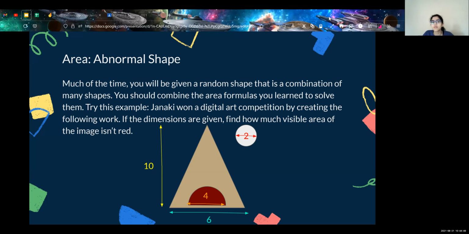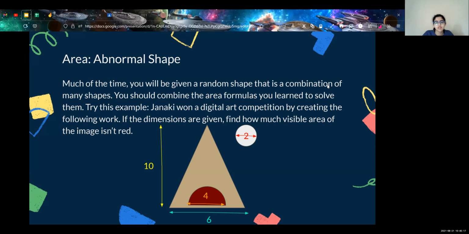There are some other problems which you can solve in the slides for area of abnormal shapes. There's another problem which we will not be covering, but you can cover on your own time because I want to get to the AMC problems.